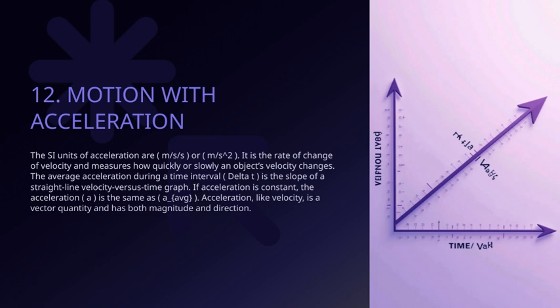It's important to remember that acceleration, just like velocity, is a vector quantity. That means it has both a magnitude, which is how much or how strong, and a direction, indicating which way the object is accelerating. Understanding these key points helps us see how objects change their motion, especially when acceleration is involved, which is a crucial part of studying motion with acceleration.